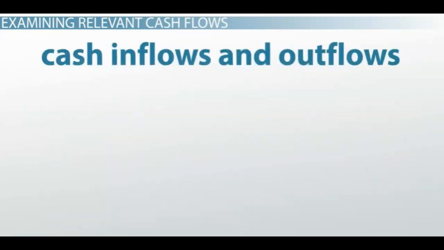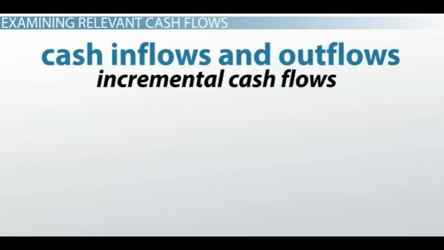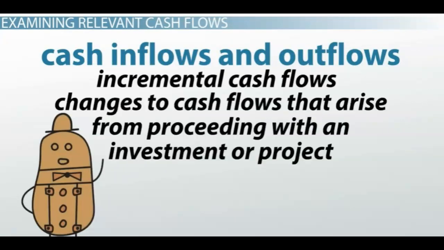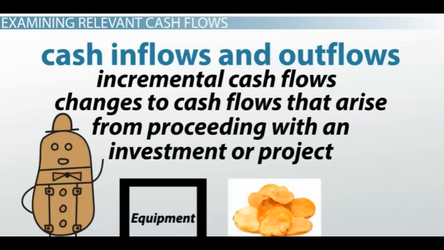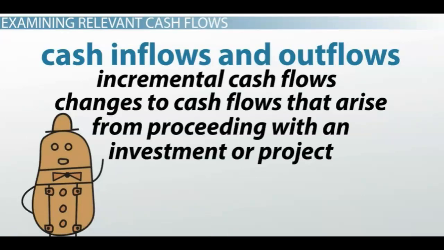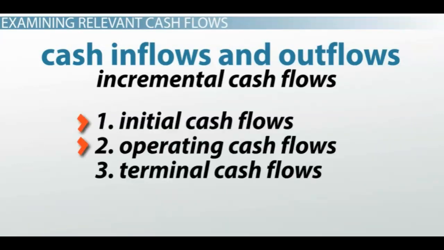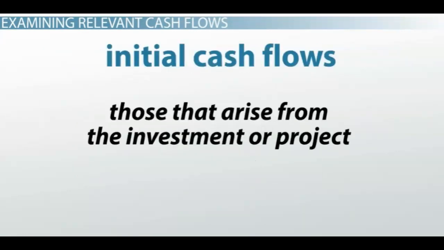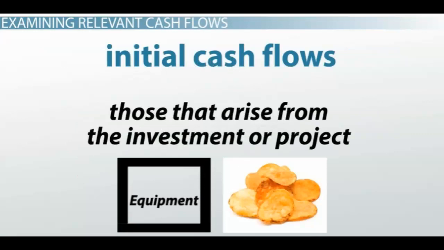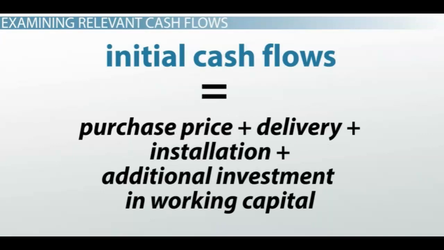Cash inflows and outflows are incremental cash flows, which you might recall are changes to cash flows that arise from proceeding with an investment or project. If the investment isn't made, no cash flow would be generated. There are three types of incremental cash flows: initial cash flows, operating cash flows, and terminal cash flows. Initial cash flows are those that arise from the investment or project. The formula for calculating initial cash flows is: initial cash flow equals the purchase price plus delivery plus installation plus additional investment in working capital.